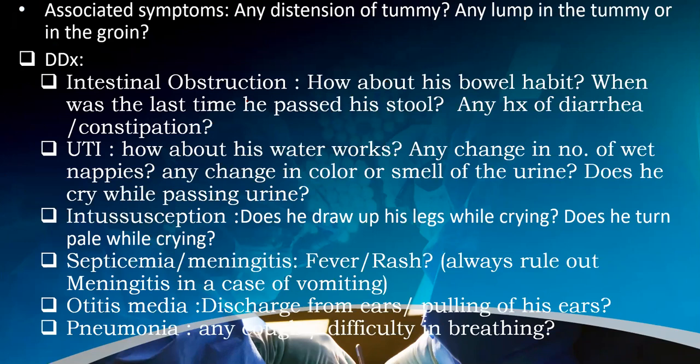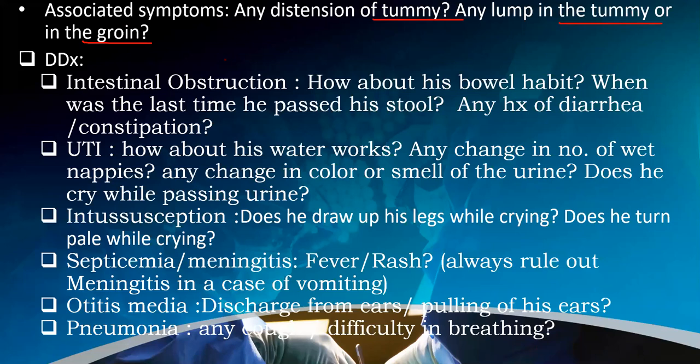After you have asked the vomiting questions, which is your history of presenting complaint, then you ask about the associated symptoms. What are the associated symptoms with vomiting? So along with the vomiting, have you noticed any swelling or distension of the tummy? Any lump or bump in the tummy or in the groin? Why are we asking that? That lump in the tummy, sometimes, if it's a pyloric stenosis, you can feel a lump in the tummy.